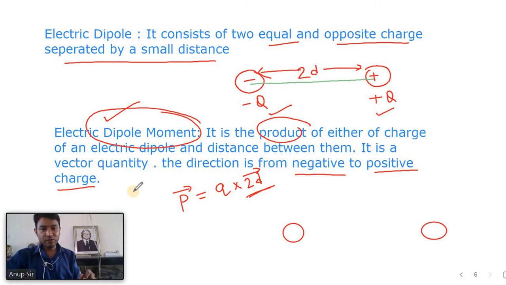So how will be the lines of force around the dipole? Let us suppose this one is the minus q charge and this one is the plus q charge. You know very well that electric lines of force always start from the positive charge and end on the negative charge. So it will be like this. I'm not very good at drawing, but I'm trying my level best.